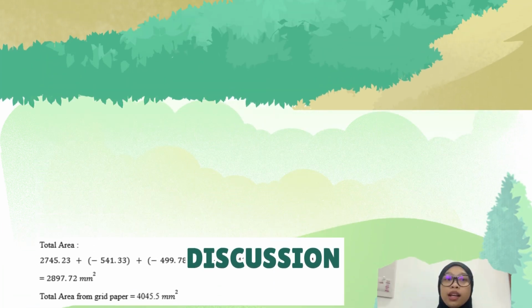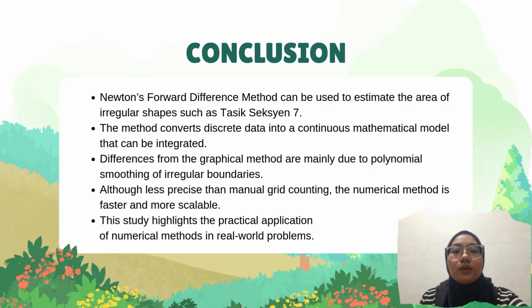Next, we're going to proceed with the last part, which is the conclusion. What we can conclude is the Newton forward difference method can be used to estimate the area of irregular shapes such as Tasik Section 7. The method converts discrete data into a continuous mathematical model that can be integrated. Differences from the graphical method are mainly due to polynomial smoothing of irregular boundaries. Although less precise than manual grid counting, the numerical method is faster and more scalable. This study also highlights the practical application of numerical methods in real-world problems.